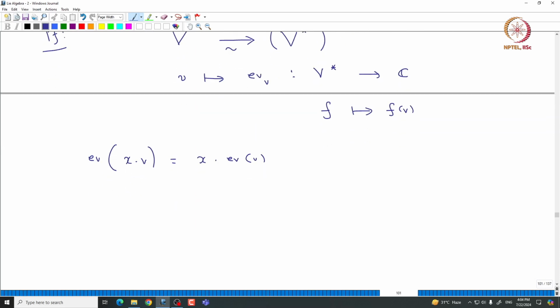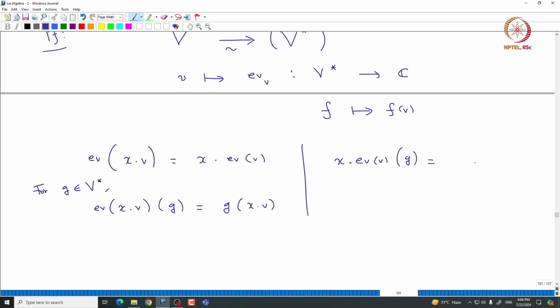Okay. But what does it mean in terms of the maps? EV applied on x dot v, you are going to apply it on, let us say, some g in V star. Then by definition, v maps to evaluation at v only. So, that means this is going to be exactly g of x dot v. On the other hand, what do you get if you apply x dot EV of v on g? First you want to see how this x dot f is defined. Because this is in the dual, this is exactly going to give us minus evaluation at v, which is applied on x dot g.